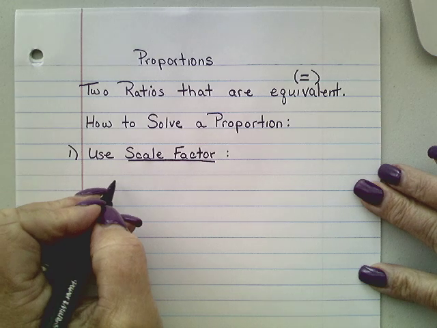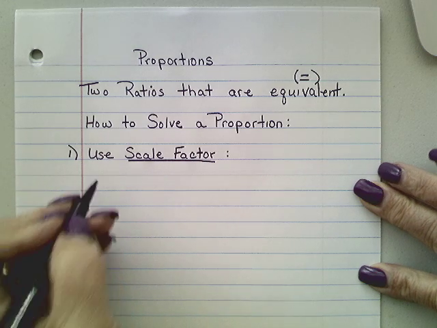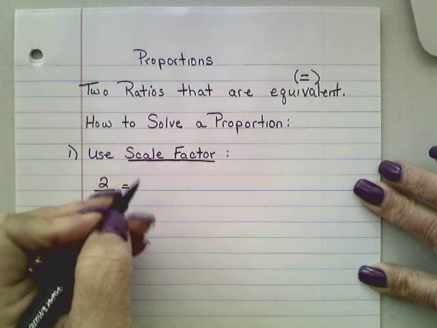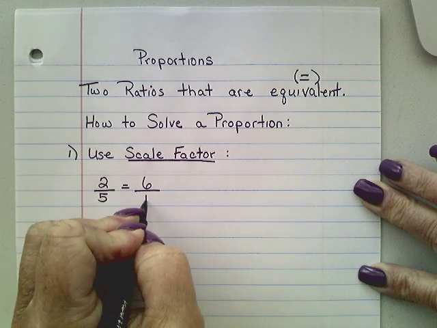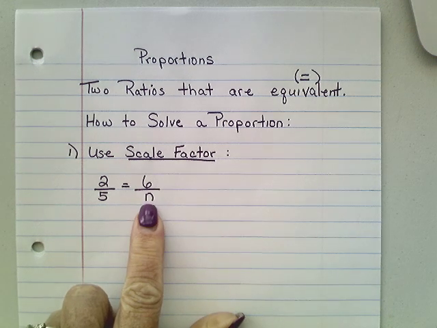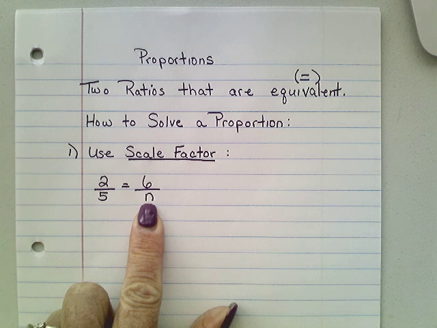So if I gave you an example of 2/5 is equal to 6 over n. We're going to start using variables now to take the place of the number that we're looking for. We're not going to leave it as a blank space. We're going to use a letter that's going to represent what we're looking for.